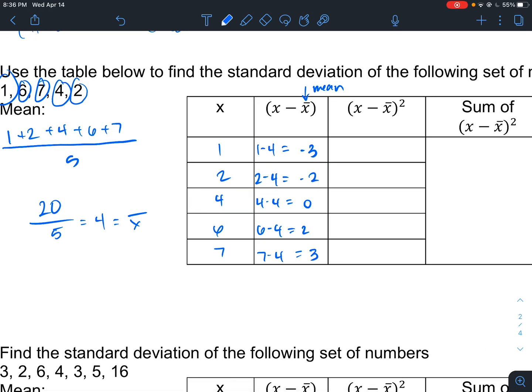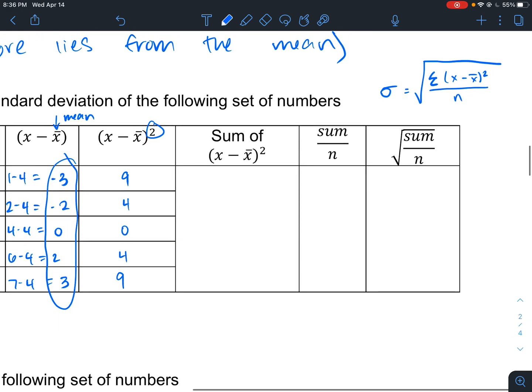And then here, it's asking that we square these numbers right here. So let's square these numbers. Negative 3 squared is 9. Negative 2 squared is 4. And then there's 0. And then it'd be 4 and 9 again.